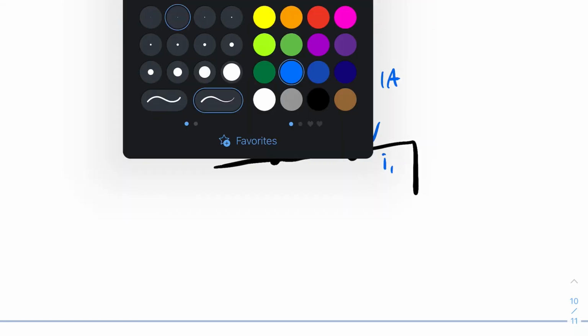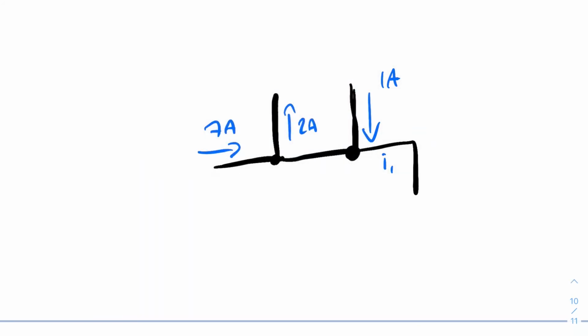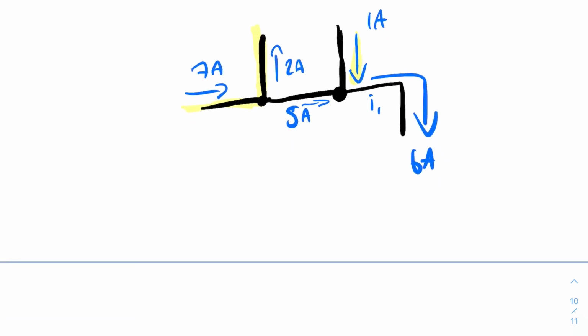Right, so think about it. We've got 7 amps of current coming into here, and we've got 2 amps leaving there. That means that here we've got 5 amps, right? And then we've got 5 amps still coming this way, and we've got 1 amp coming down into here, which means that we must have 6 amps of current going out of there. So this is basically KCL for you, and you'll get it when we're dealing with more circuits.